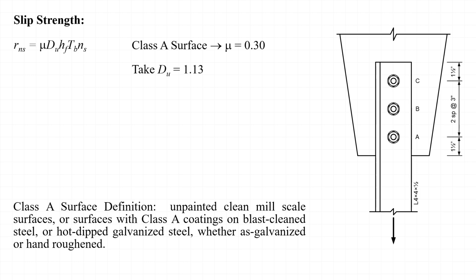D sub U is a multiplier that reflects the fact that most bolts are actually installed to a pretension that is higher than the minimum specified pretension. We'll take D sub U at its default value of 1.13. H sub F is a reduction factor when there are multiple fillers used in the joint. We'll assume that there are no fillers used in this joint and take H sub F equal to 1.0.